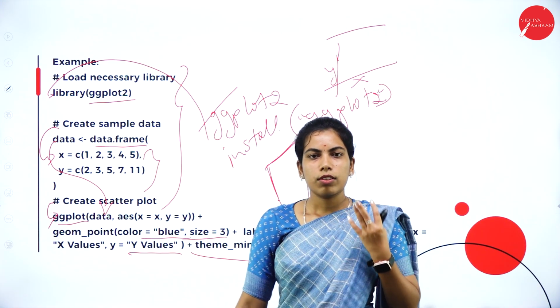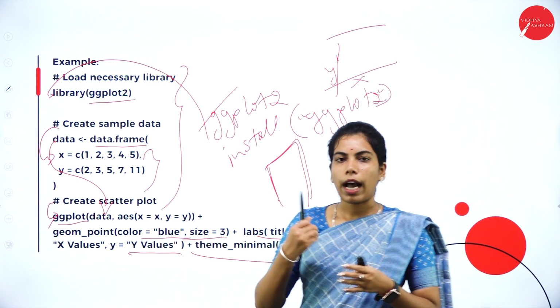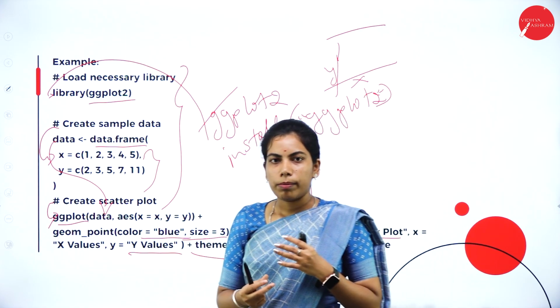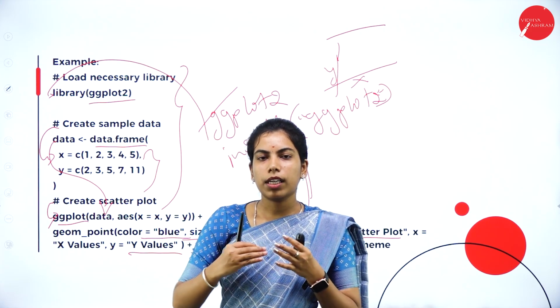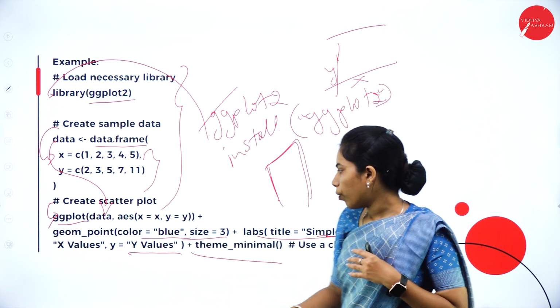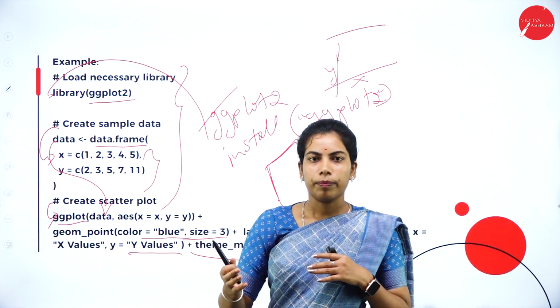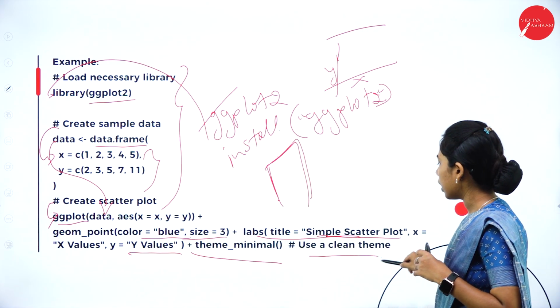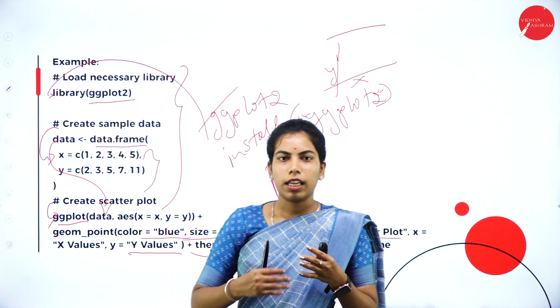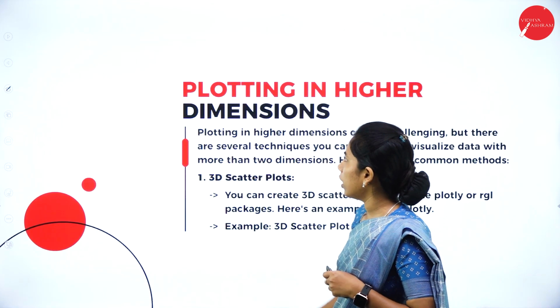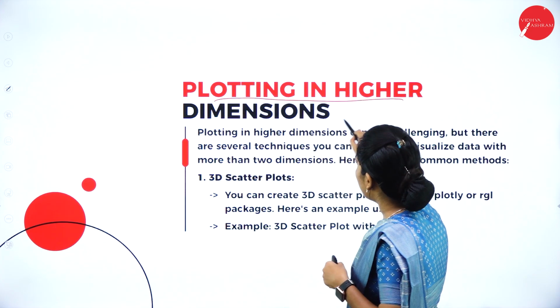Open and close. So theme minimal is nothing but the background color of the graph. Theme minimal means a minimal, dim color you can select. If you want a darker theme, you can use a darker or maximum color. Likewise, you can use a clean theme, with a minimal background color of the graph. Got it now?